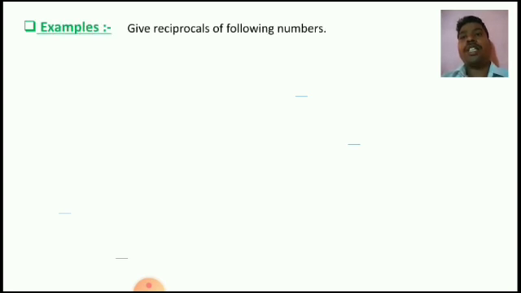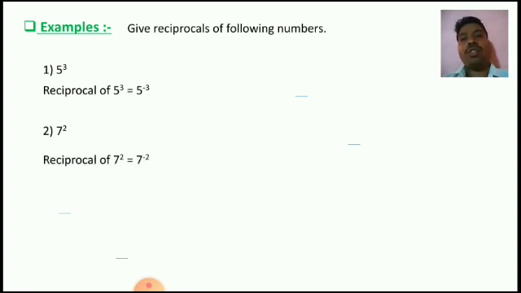Next we see some examples of the reciprocal. Give reciprocals of the following numbers. Example is 5 raised to 3. Reciprocal of 5 raised to 3 is 5 raised to minus 3. So only we have to write the negative exponent of a given number. Second example 7 raised to 2. The reciprocal of 7 raised to 2 is 7 raised to minus 2.